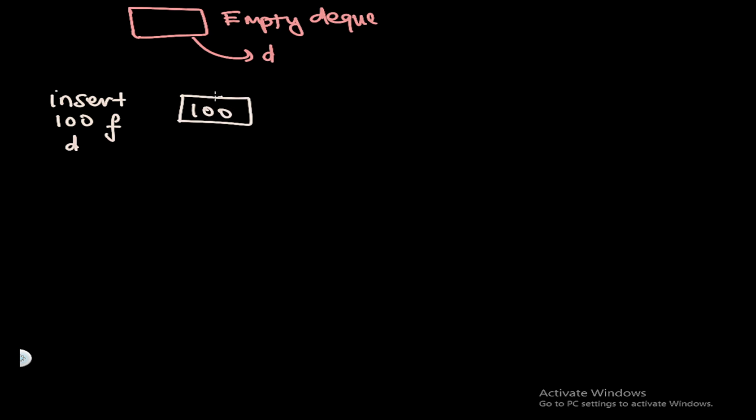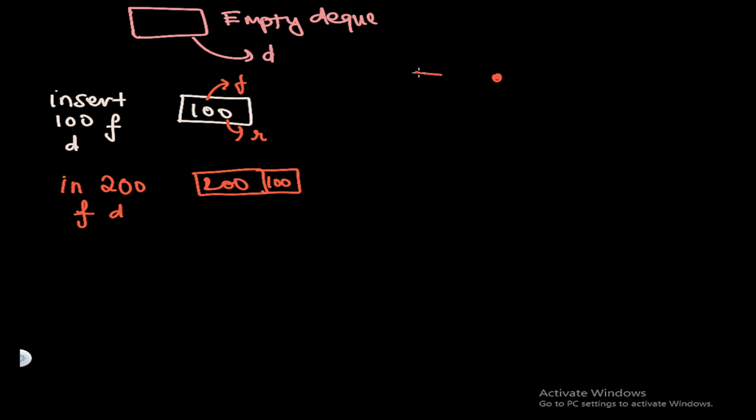We just inserted 100, so my 100 would become my front as well as the rear element. I talked about this in the earlier part also: because we have only a single element, it becomes both my front and my rear element. Now I want to insert 200 at the front position of D. So it would become 200 and 100. Insert front means this item goes in here, so it would become my front, and 100 would become my rear.